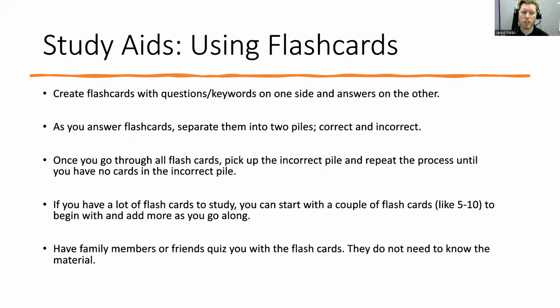And you can have family members or friends quiz you with the flashcards. They don't even need to know the material. They just got to be able to read or interpret what's on it. So I have friends who don't know math at the level of the classes I'm in, but you know what? I still had them look at my flashcards. Even when I was in grad school, I just had them look at my flashcards. They'd say, I think it's correct, and we would go over it.